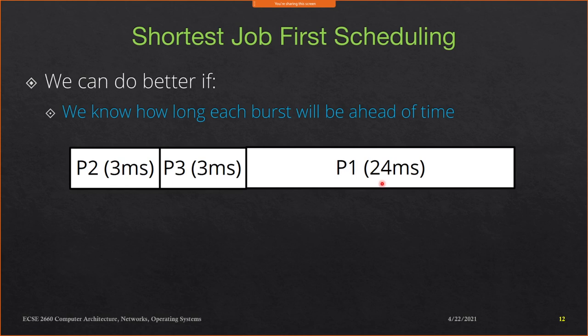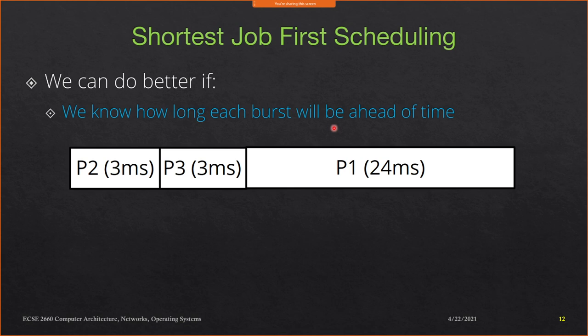Next, we will take a look at shortest job first scheduling. Obviously, we are trying to improve on first come first serve scheduling. We will be able to do better if we know how long each burst will be. Hence, this is a theoretical scheduling algorithm. We may be able to predict it, sort of approximate it, and we'll talk about that. But right now, it is a completely theoretical concept.